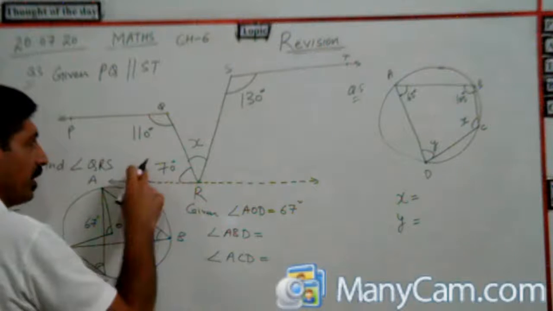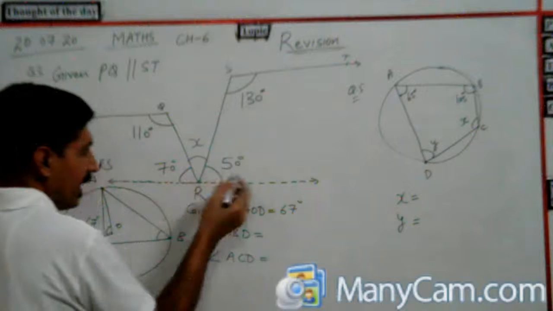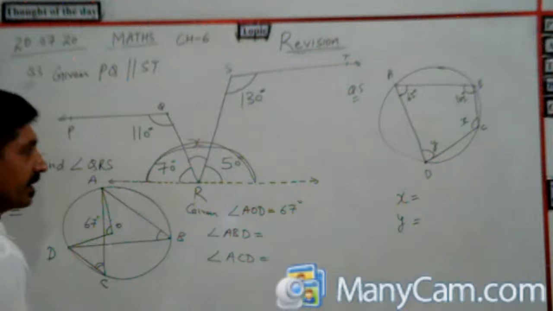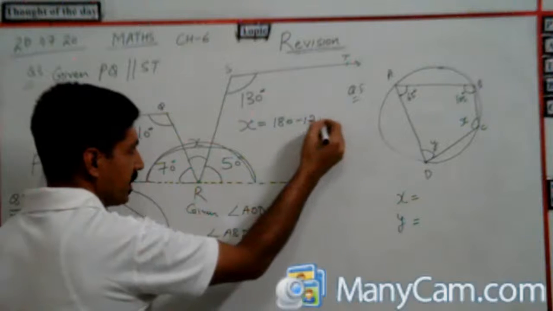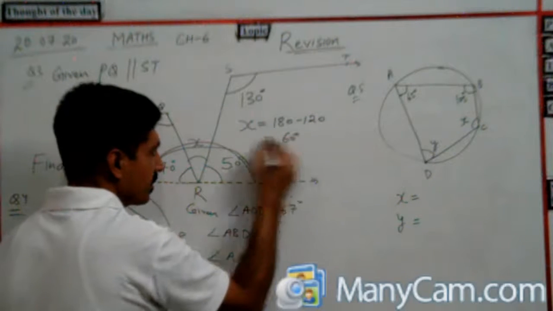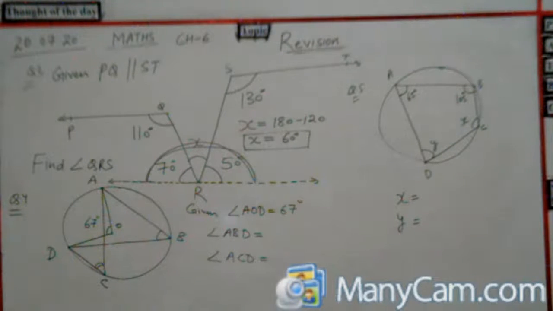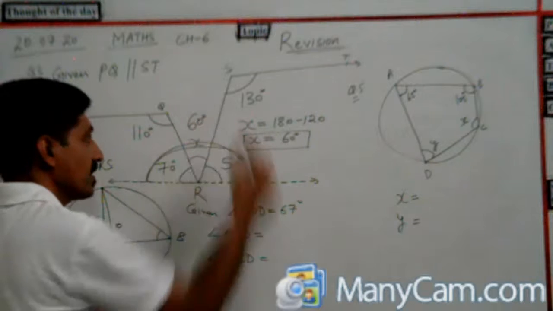These are co-interior angles, and this angle will be of 50 degrees. And as a whole, this is a straight angle, 180 degrees. Therefore, the value of x is equal to 180 minus 120 degrees, which is equal to 60 degrees. So I think Puneet or someone has given now the related one. So question number 3, x is 60 degrees. I hope the question is clear.